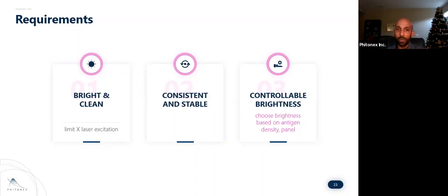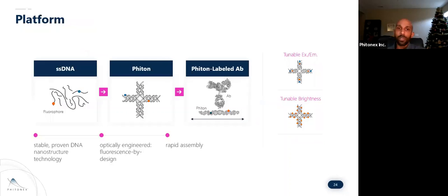It would be really nice if it were consistent and stable, and had controllable brightness, so that you could choose your brightness based on antigen density and your panel needs. And that's exactly what we did with the Phyton structure at Photonics.